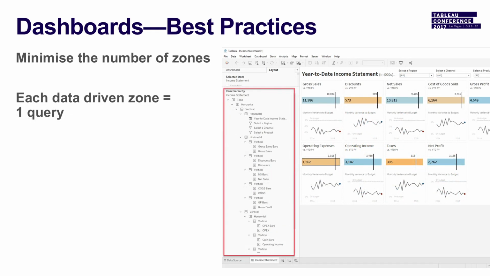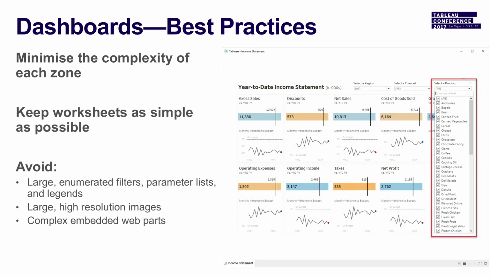So if I go back to that previous dashboard that we were looking at before, one of the things we want to do is minimize the number of zones, because effectively each one of these data-driven zones is a query. Now again, not all of them reach through to the underlying data source. Some of them are going to be serviced from cache. But effectively you need to think of it and say, each one of these data-driven zones is going to be a query. And so when I think about my filter on the side over here, I need to understand the complexity of that. Some of these zones can be more complex than others.